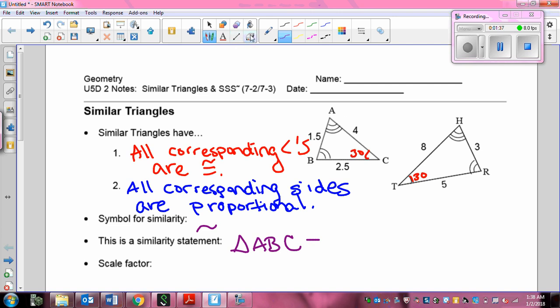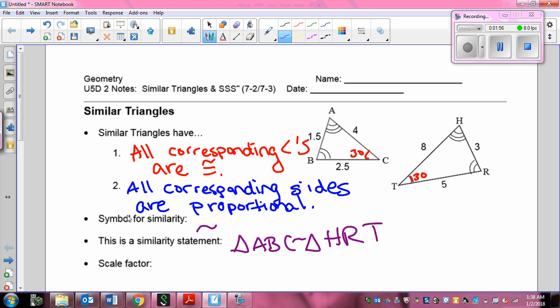Now we're going to use the symbol similar to triangle. Now this order will matter. I started with A, so that one is H. I went to B, and that one is R. And then we have T.